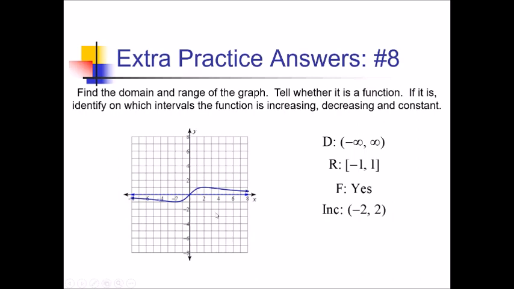Decreasing, we've actually got two spots. We've got from negative infinity, we're decreasing at a very slow rate until we get to the x value -2. And then we're going to have to union that together with +2 to positive infinity.